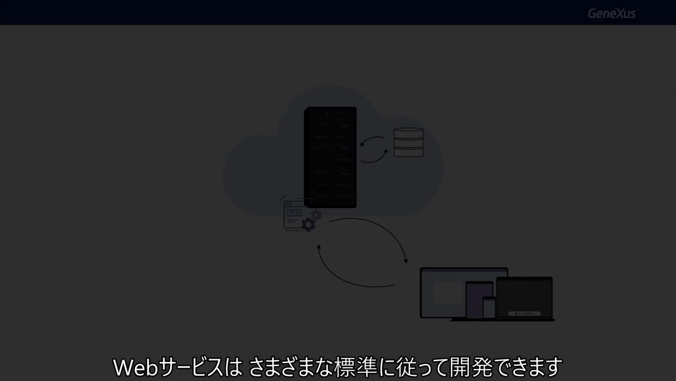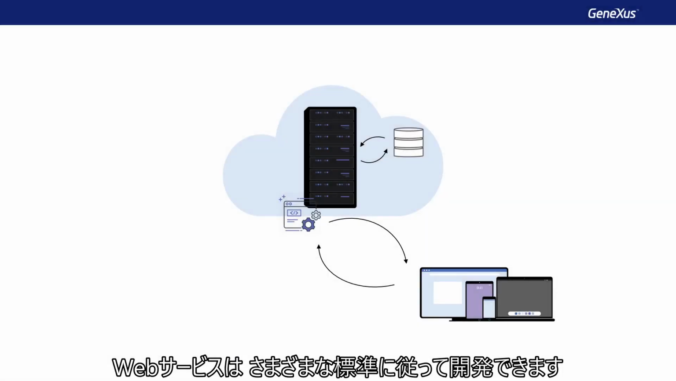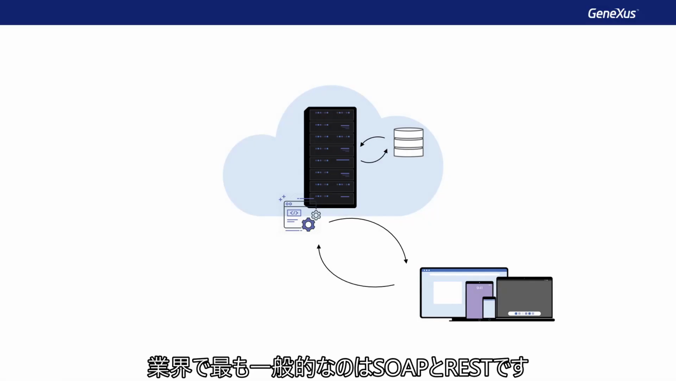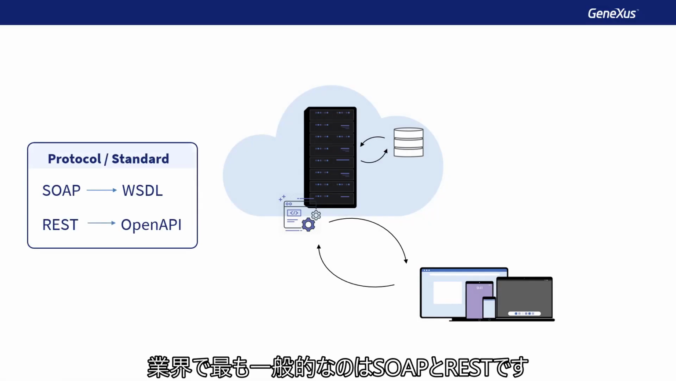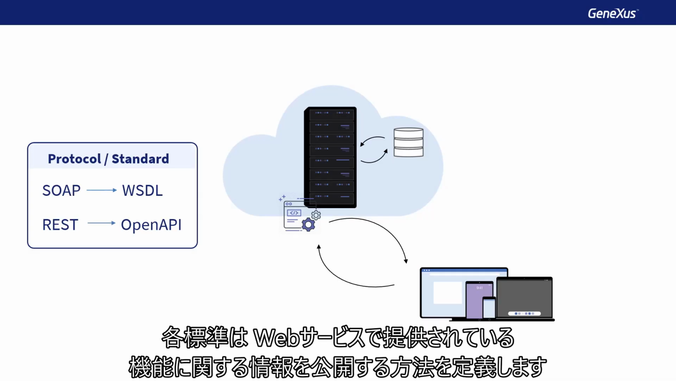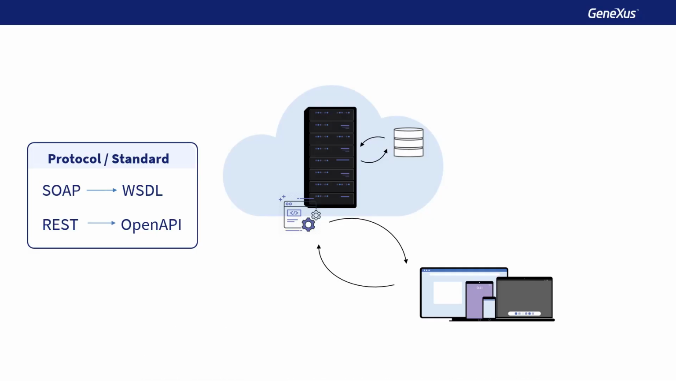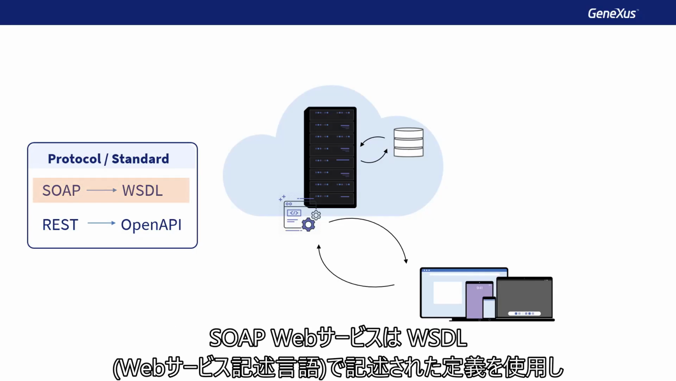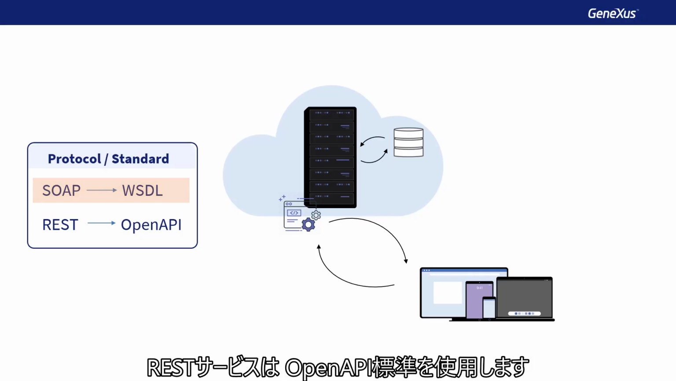Web services can be developed by following different standards. The most common ones in the industry are SOAP and REST. Each standard defines how to publish the information about the functions available in the web service. SOAP web services use a definition written in WSDL, Web Services Description Language, while REST services use the Open API standard.